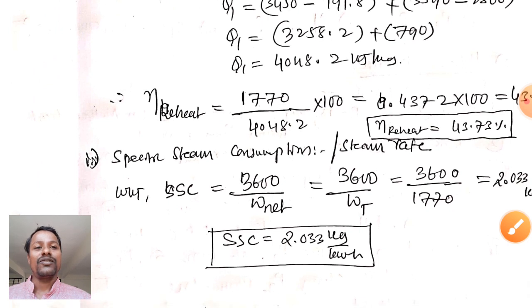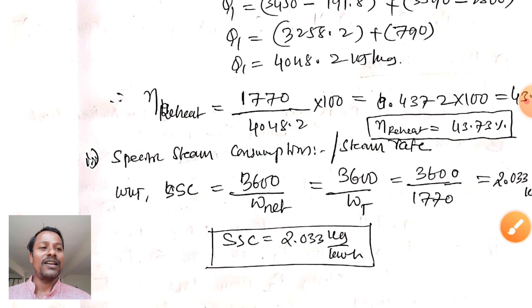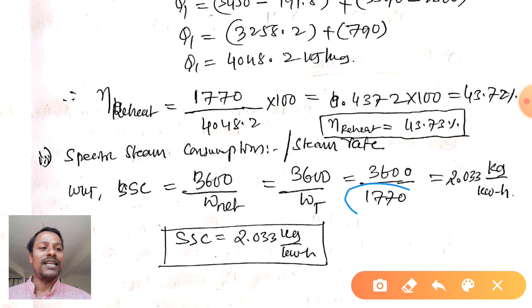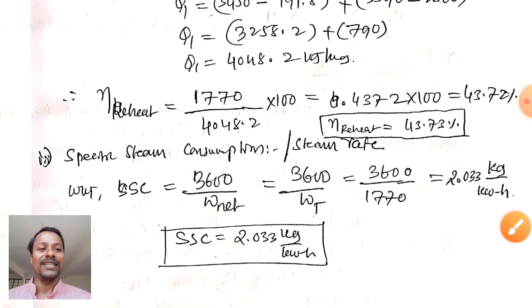After that we need to calculate the specific steam consumption, that is steam rate, 3600 divided by W net. This is the formula that we already know. So in this I will substitute the net work, that is turbine work 1770, that is calculated in the above steps, and here I am able to calculate it as 2.033 kg per kilowatt hour.